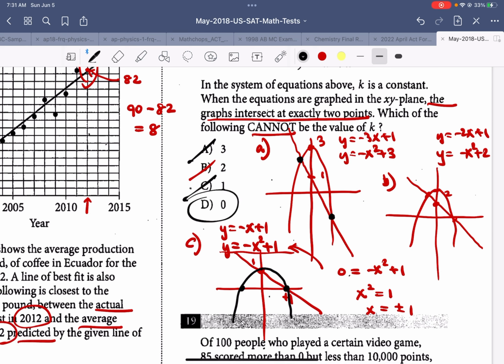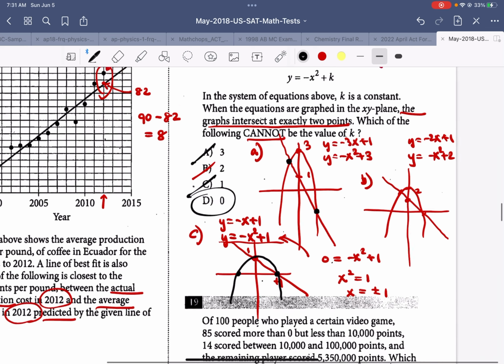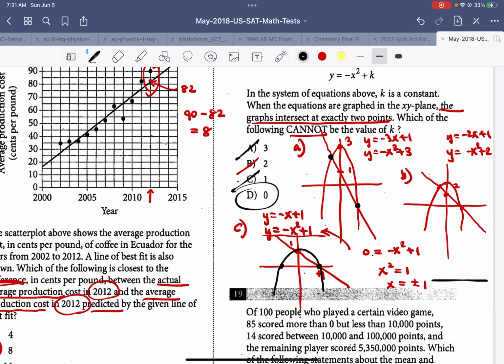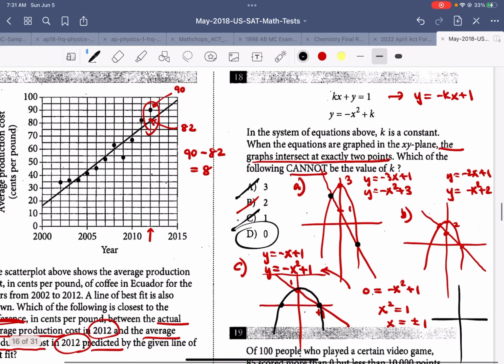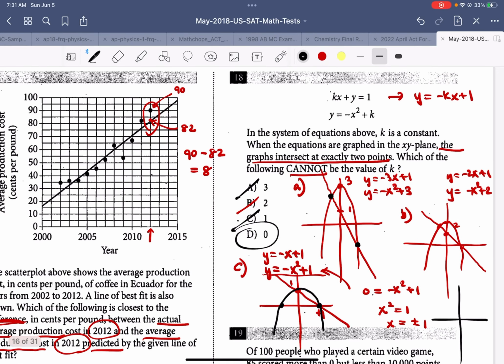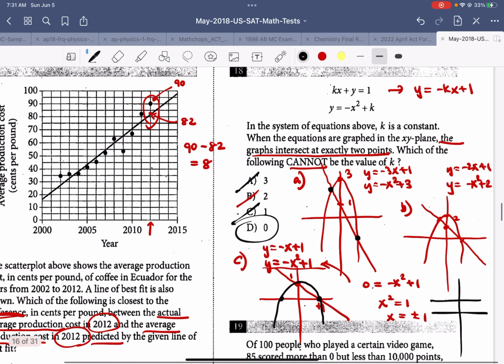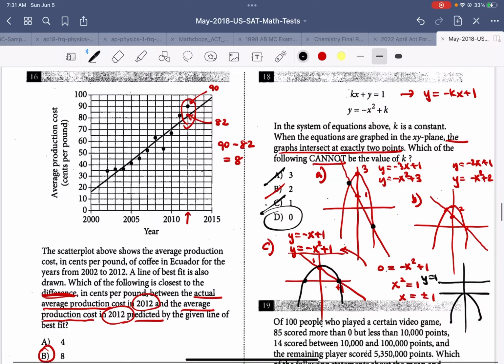So the answer comes down to D. If you just sketch quickly, the first equation, y equals 1. The y equals 1 graph looks like this. And the other equation, when you put 0, y equals negative x squared plus 0, which looks like this. So they're not going to hit. So there's no intersection. So that should be the answer. Okay, just a quick sketch.